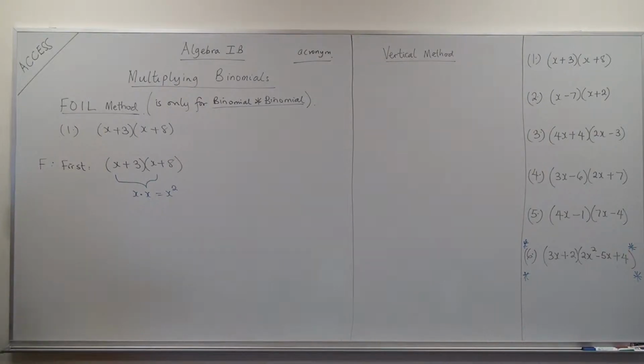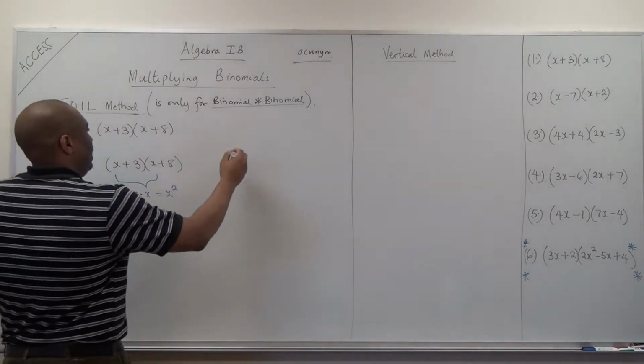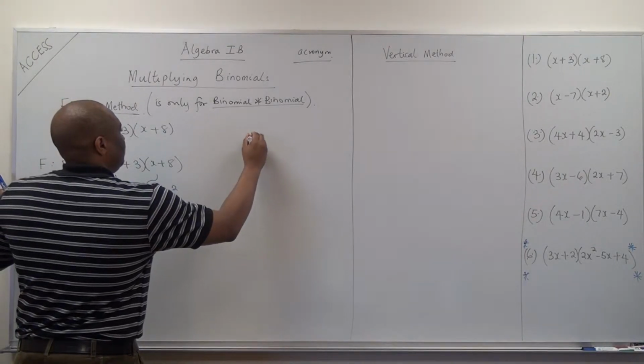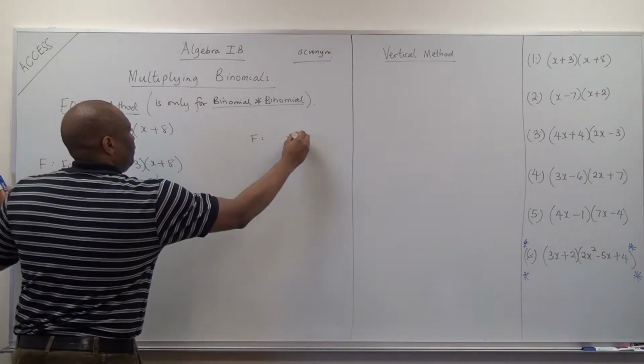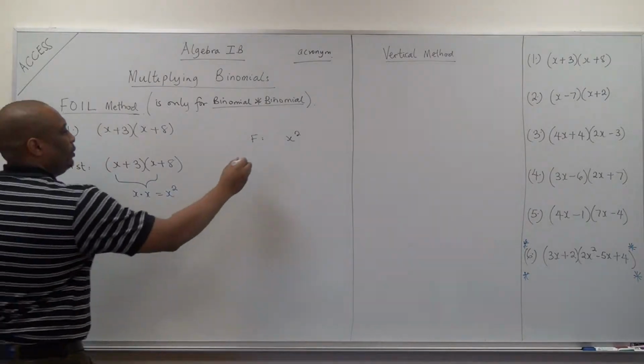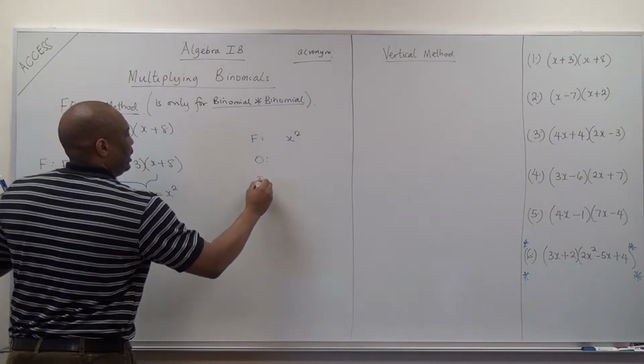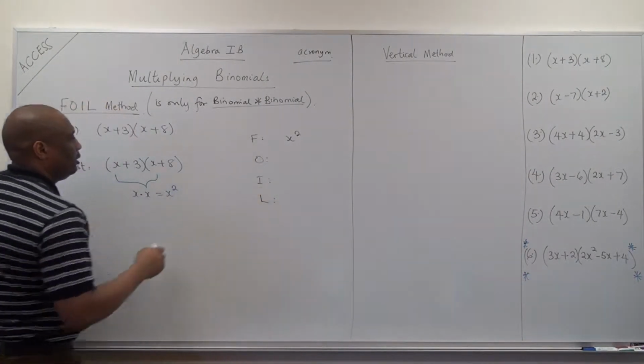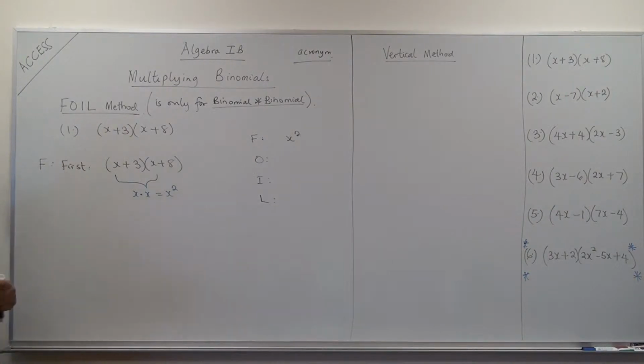The first element in the first binomial times the first element in the second binomial. That's what it means. So we have x squared. FOIL method, first one, x squared. Outer, inner, last. So that's how you say it.